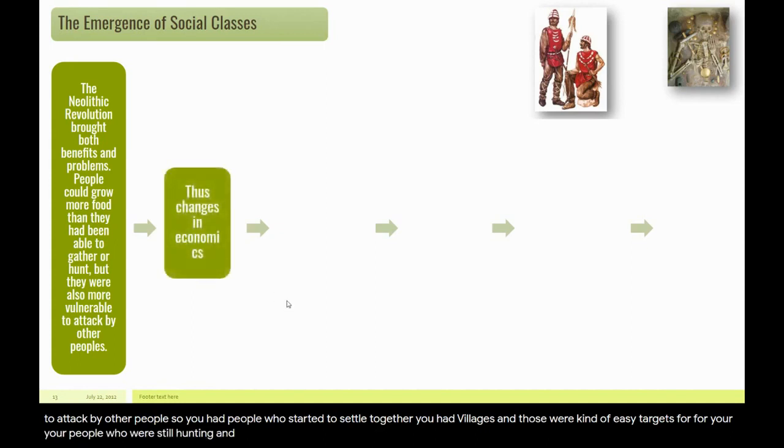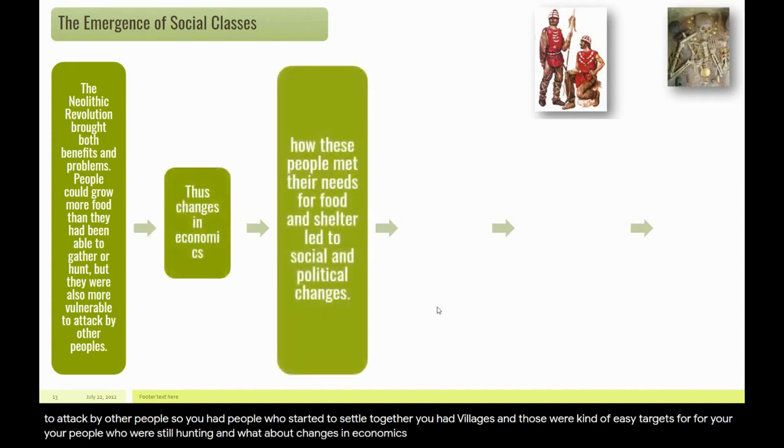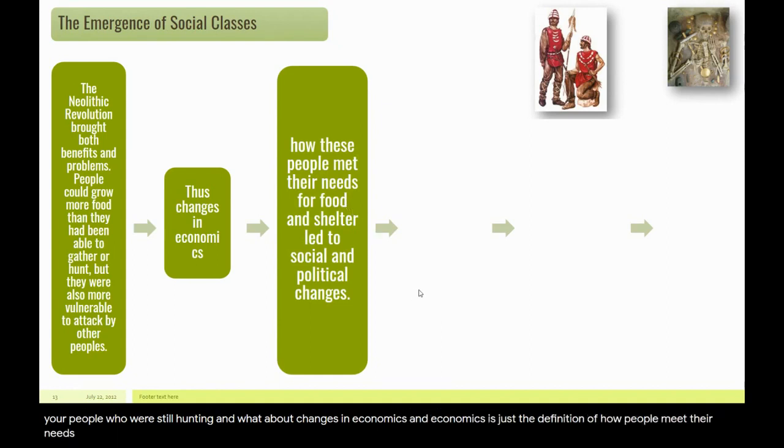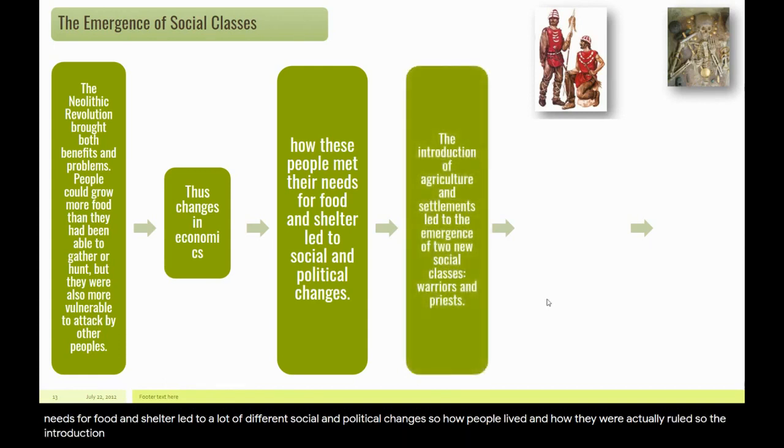So it brought about changes in economics. And economics, this is just the definition, is how people meet their needs for food and shelter. It led to a lot of different social and political changes, so how people lived and how they were actually ruled. The introduction of agriculture and settlements led to the emergence of new social classes. The first two are going to be warriors and priests.